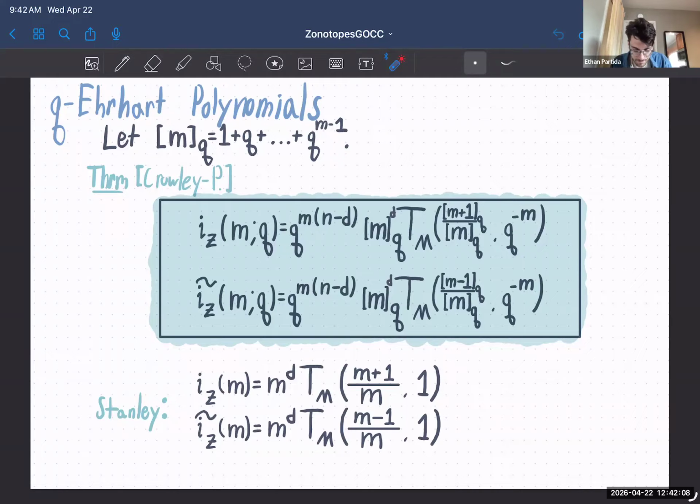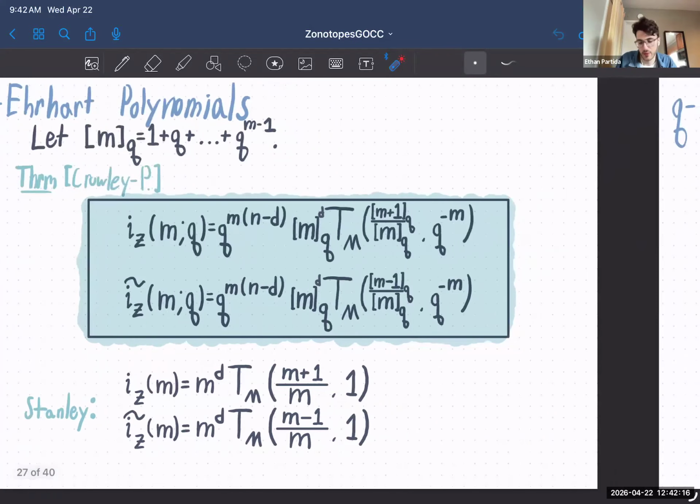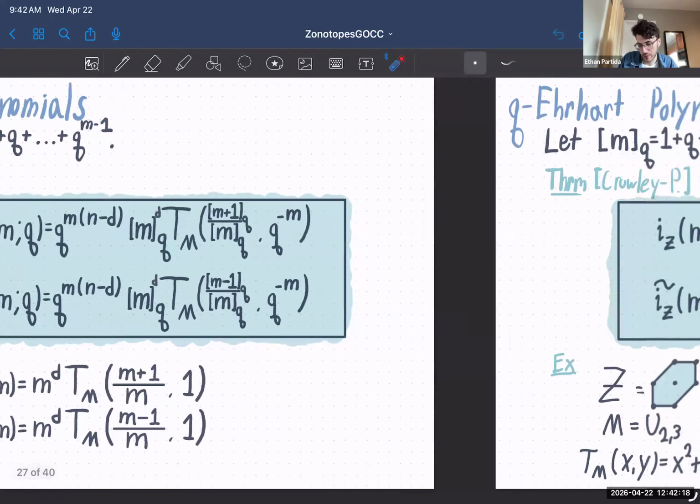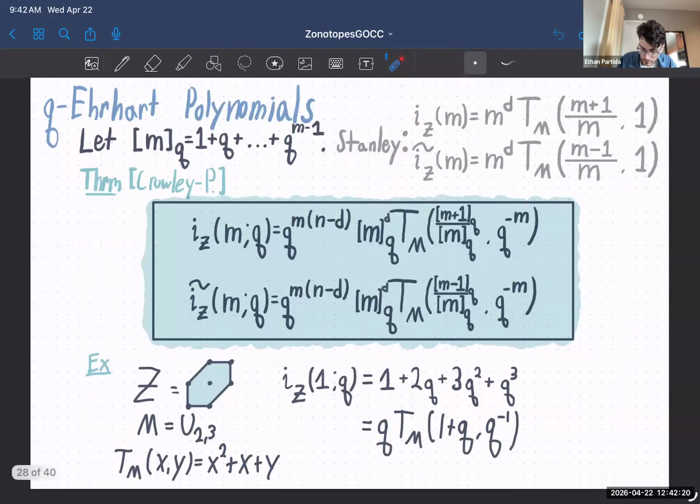Okay. So I think this is quite nice. And one reason I think it's quite nice is, I actually have an example. So that's much better than telling you why I think it's nice. Here's an example.